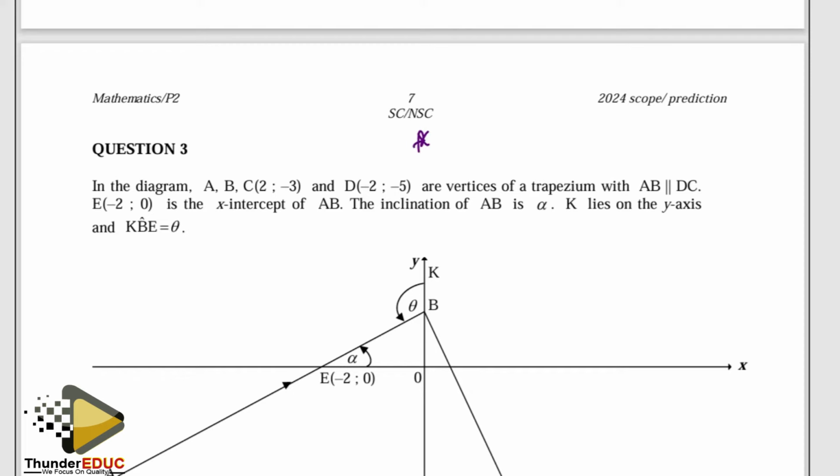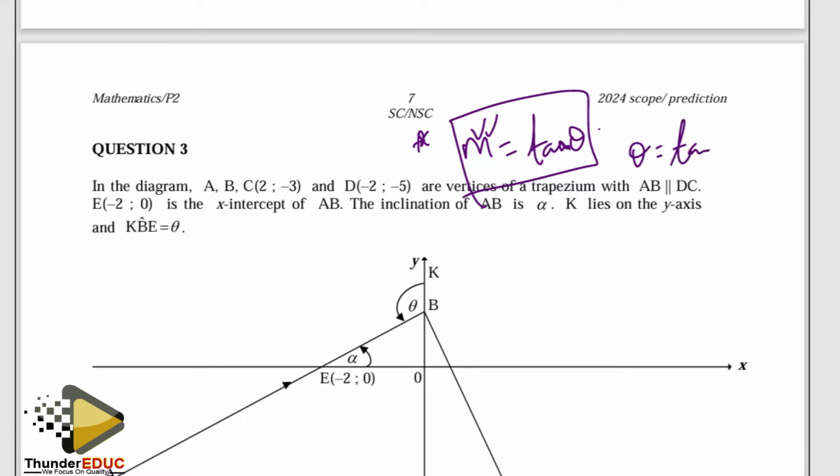Not, I'll just add the inclination from the grade 11 and the grade 10 angle concepts. For us to get the gradient of the line, just get the tan of the angle of inclination. For you to get the angle of inclination, just get the arctan of the gradient and then move on. Do not be stuck just because we have one coordinate point and then they ask you for the gradient.